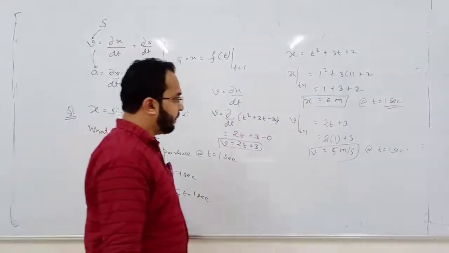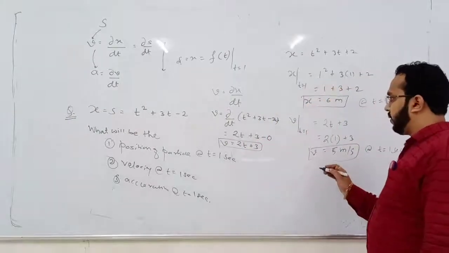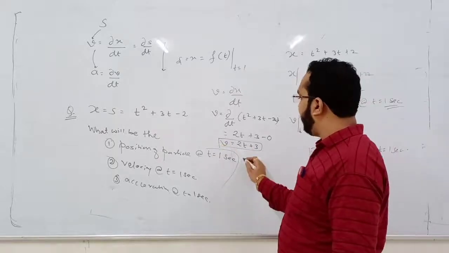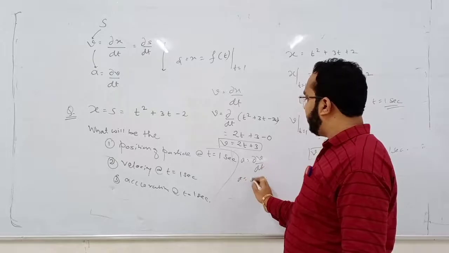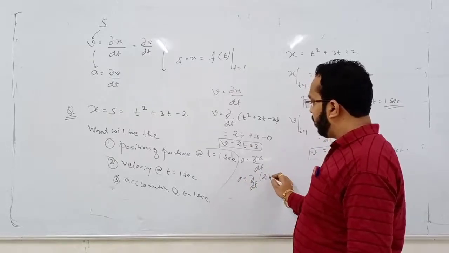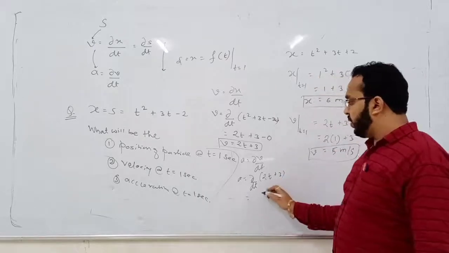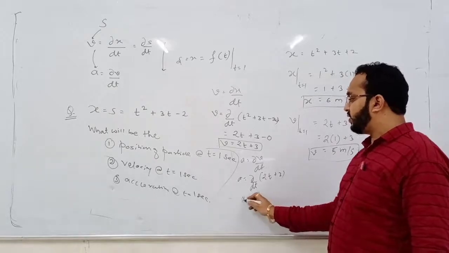Next, acceleration. For acceleration we need to differentiate again. Acceleration is dv by dt, that means d by dt of v. What is v? 2t plus 3. Now the differentiation of 2t plus 3: 2t gives 2, and 3 is a constant, so that is 0. So acceleration is 2.